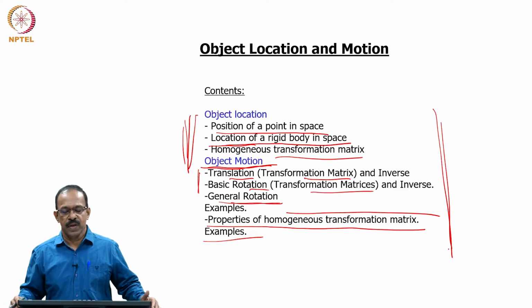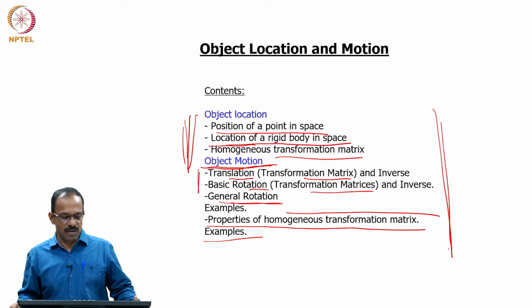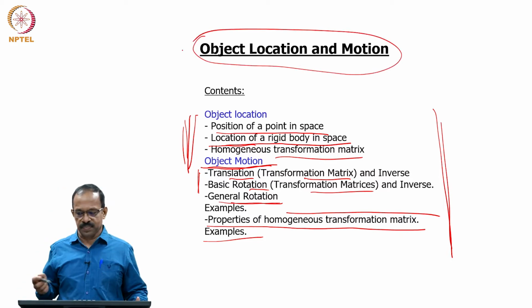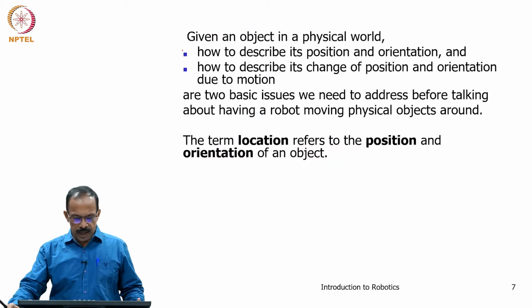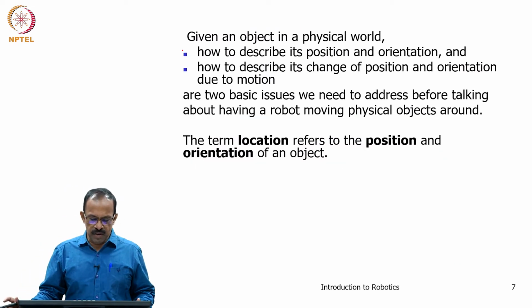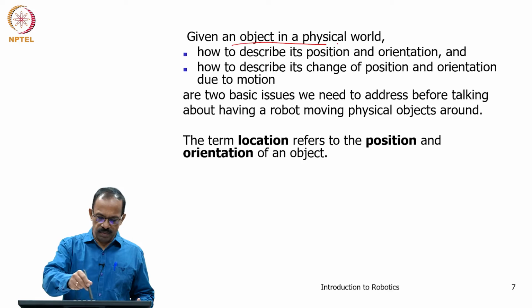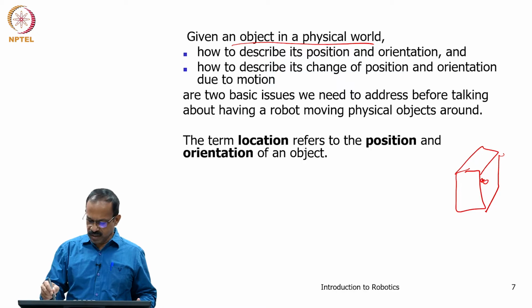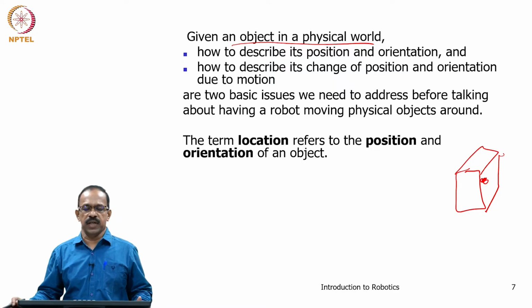Before we get into the robot kinematics part, we first talk about the general object location and motion. So, let us see this. Suppose you have an object in the physical world. It is a 3-dimensional object, and it has a CG, and we will just put a point there also.